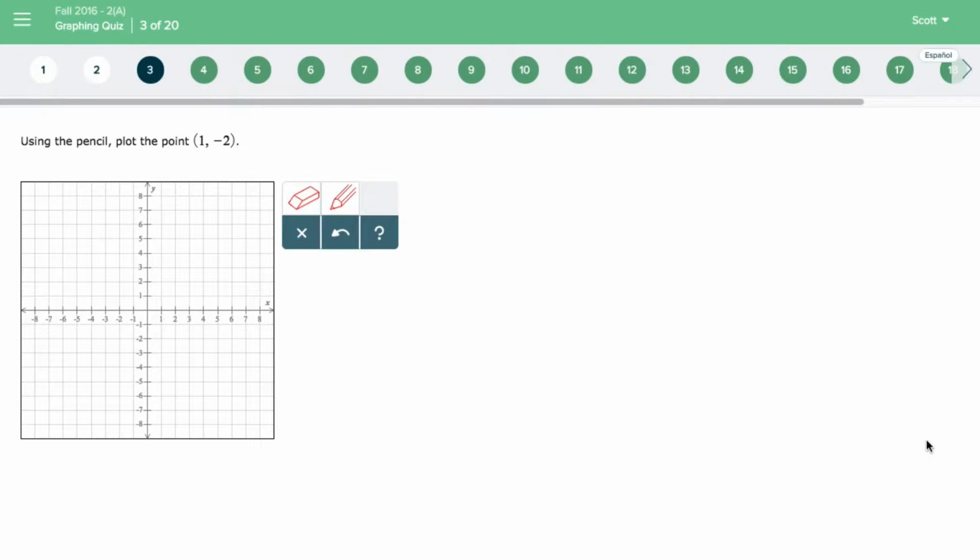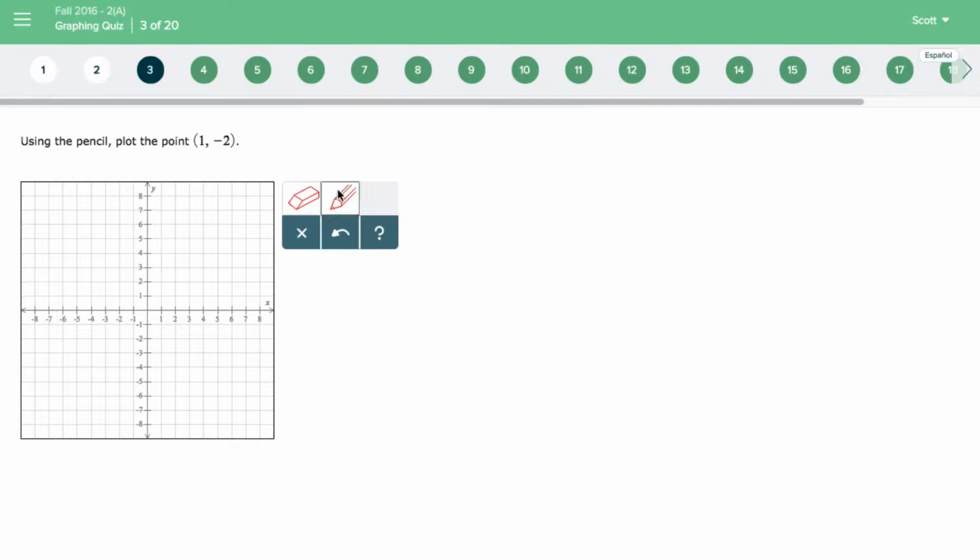Number 3, using the pencil plot the point 1 comma -2. Now remember, just like 1 and 2, it's always x comma y. So this first number is our x. This one is our y. Okay? So we take this and we say, all right, where do we want our x? We want x at 1, right here. Where do we want our y? We want y at -2. So we see where those two come together, and we see a point right here where they fit together. So that's where we put our pencil.